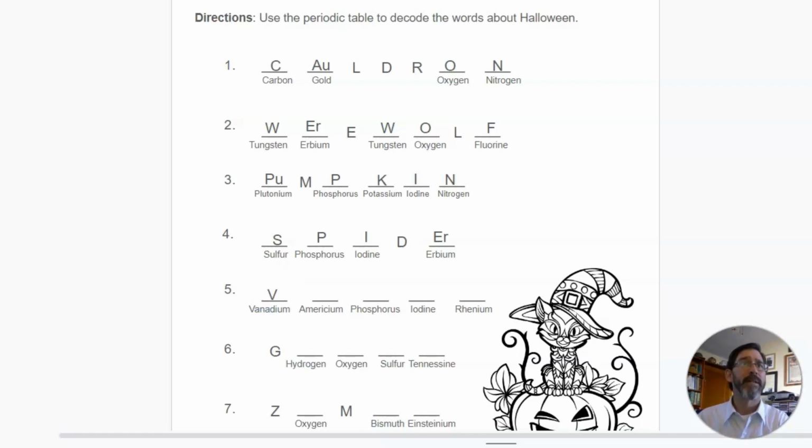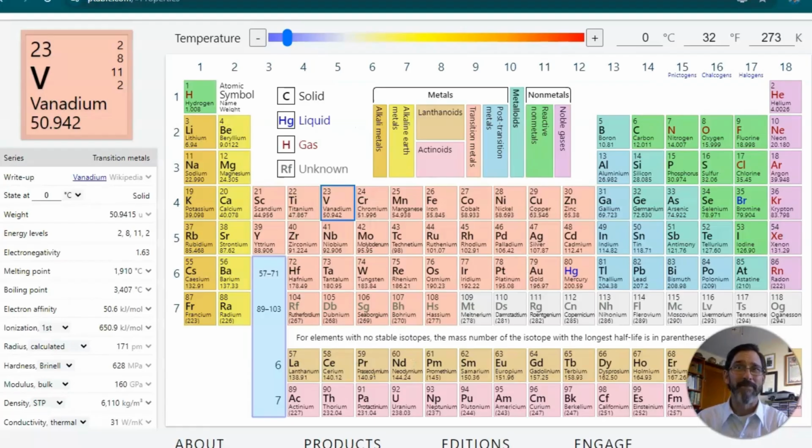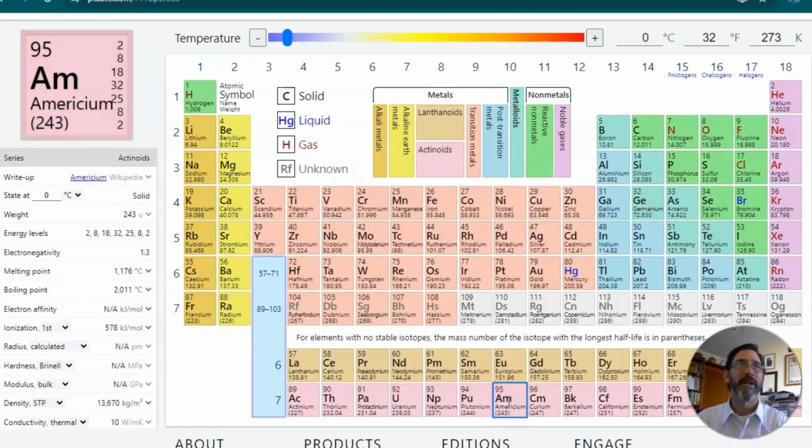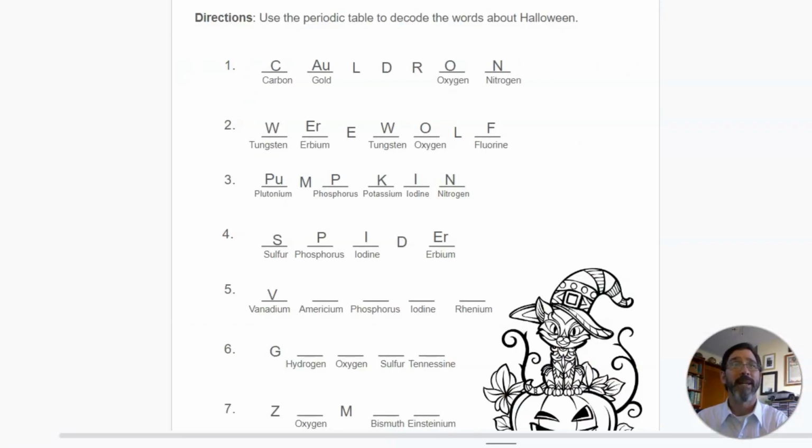And the next element is americium. Americium is found in the actinides, number 95, capital A, lowercase m, americium. Place a capital A, lowercase m, over americium.